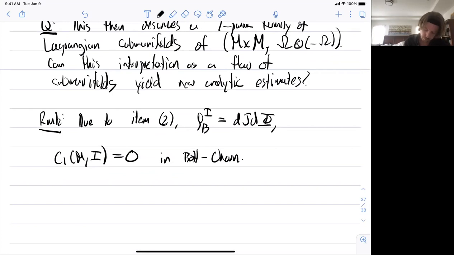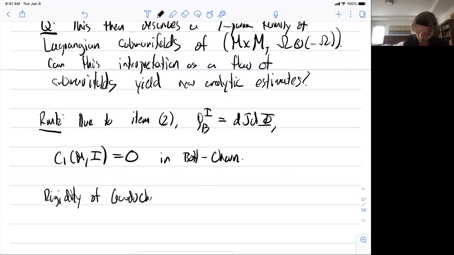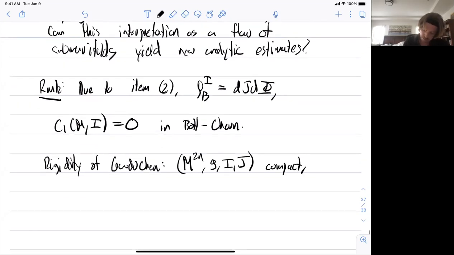So this rigidity result of Gauduchon that I mentioned before tells us that if this is compact and phi is constant, so if I can actually solve this Calabi-Yau equation, then in fact, let me just say, in fact, it's hyperkähler.